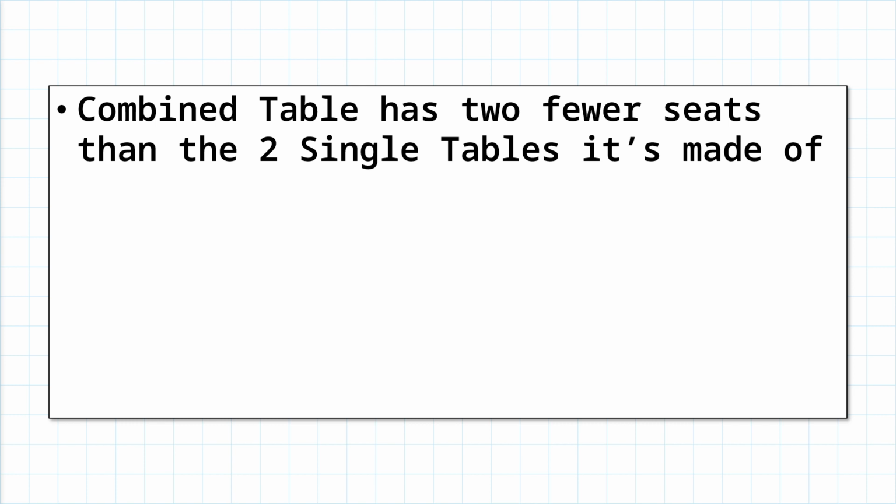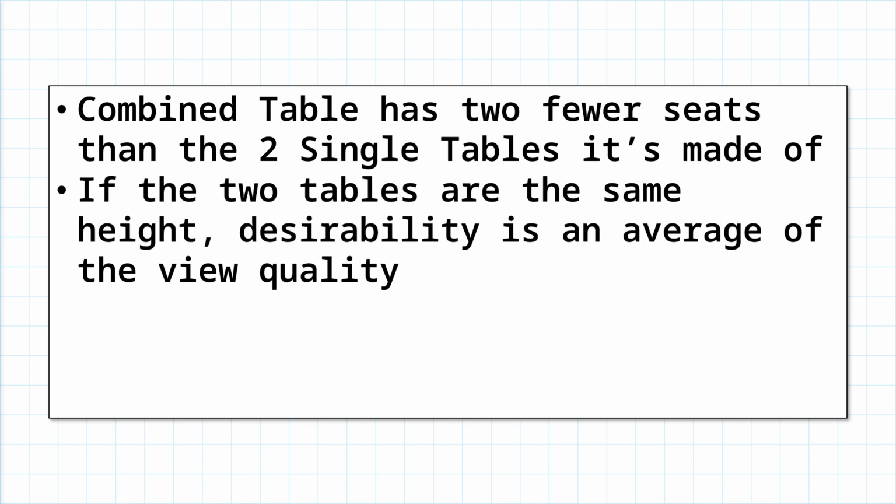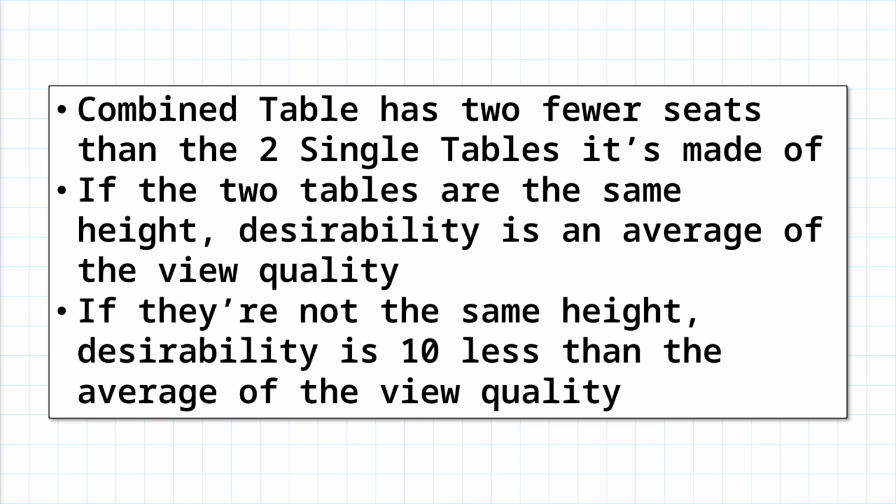And there are a few rules for how combined table works. A combined table will have 2 fewer seats than the 2 single tables that make it up. This makes sense because when you push 2 tables together, you lose the seats where the tables connect. If those 2 tables are the same height, the desirability of the pair is the average of the view quality of those 2 tables. And if they're not the same height, the desirability is 10 less than the average. We'll need these rules when we're implementing methods in just a bit.